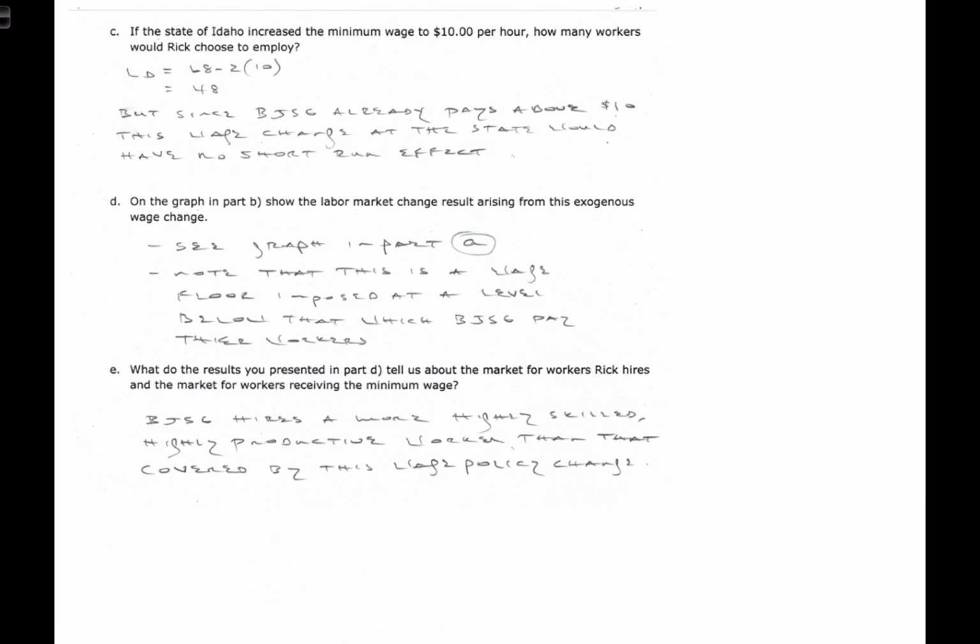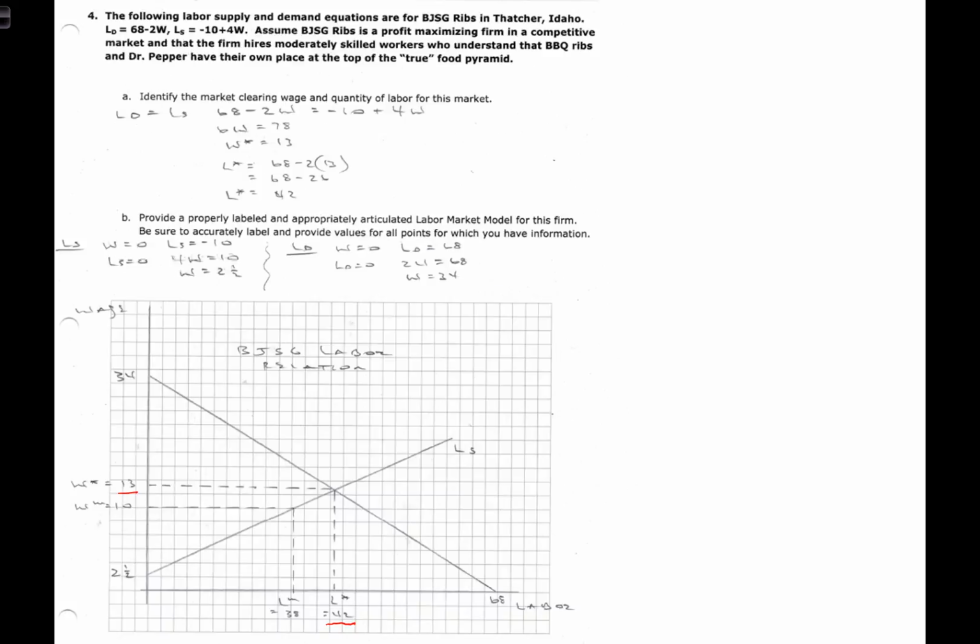Then I go ahead and say, all right, if the state of Idaho, so we're in Thatcher, Idaho, increased the minimum wage to $10 per hour, how many workers would BJSG choose to employ? Well, minimum wage, I don't recall that that's applied to moderately skilled workers. I think minimum wage is applied to low skilled workers. And BJSG hires moderately skilled workers. So this would be a moderately skilled worker labor market model for BJSG.